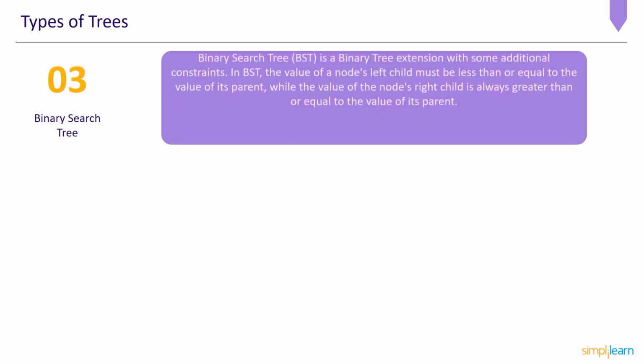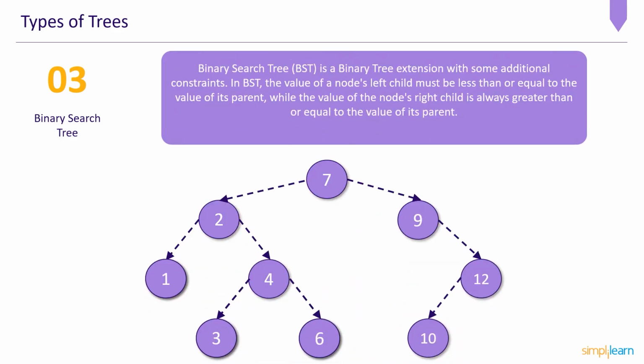The binary search tree is the next type of tree. A binary search tree is a binary tree extension with some additional constraints. In a BST, or binary search tree, the value of a node's left child must be less than or equal to the value of its parent, while the value of a node's right child is always greater than or equal to the value of its parent. The binary search tree property makes it suitable for searching operations because we can determine whether the value will be in the left or in the right subtree at each node.